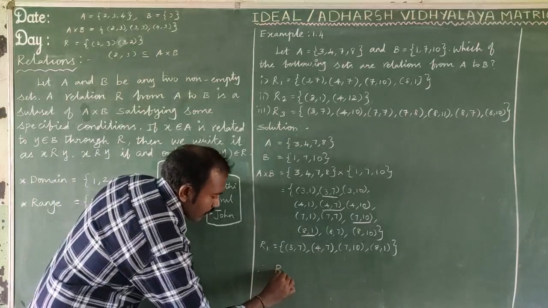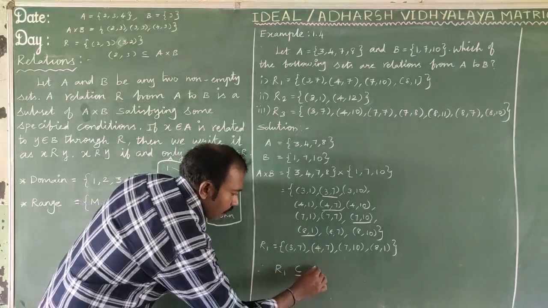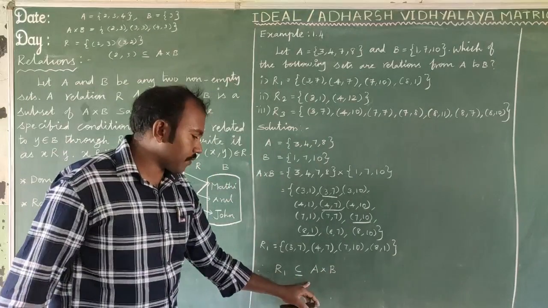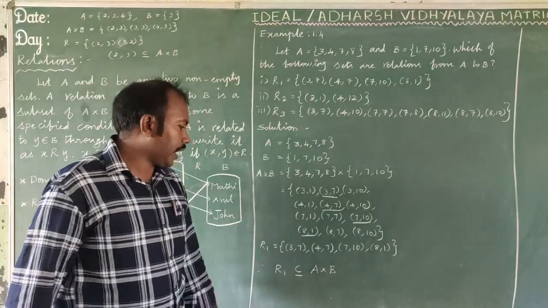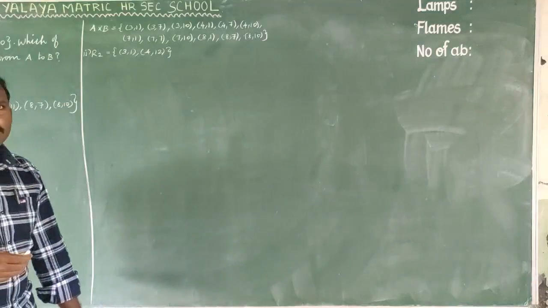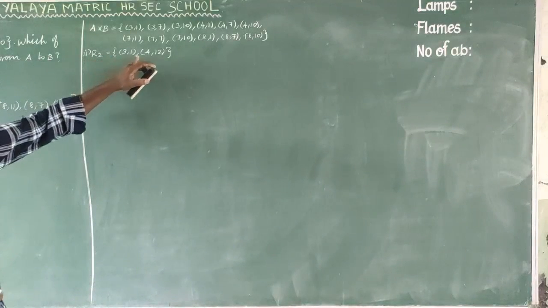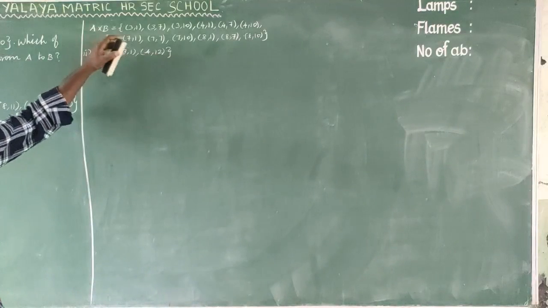Therefore R1 is a subset of A cross B. Therefore R1 is a relation from A to B. That's all. Next one, second subdivision: R2 = {(3,1), (4,12)}.